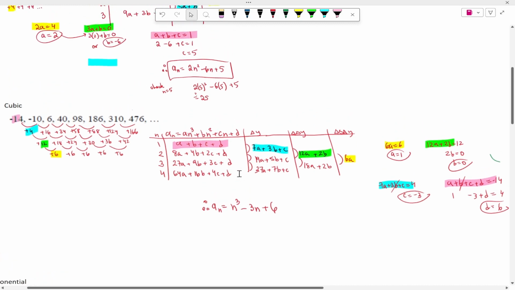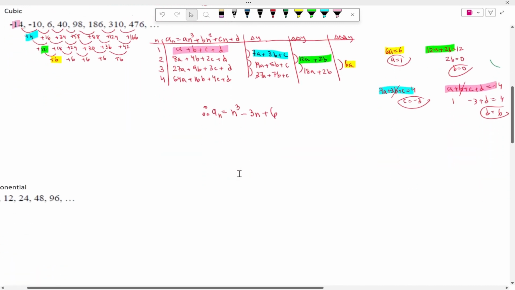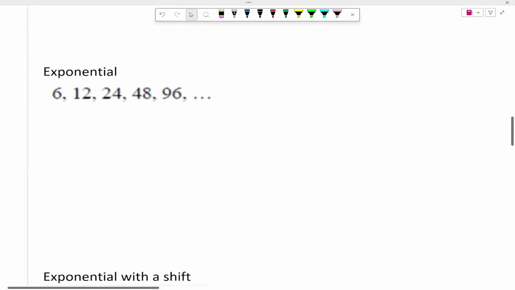So are you okay to move on to an exponential type? Yes. So with exponential, first of all, how do we know it's exponential? What's the pattern here? It's multiplied by 2.